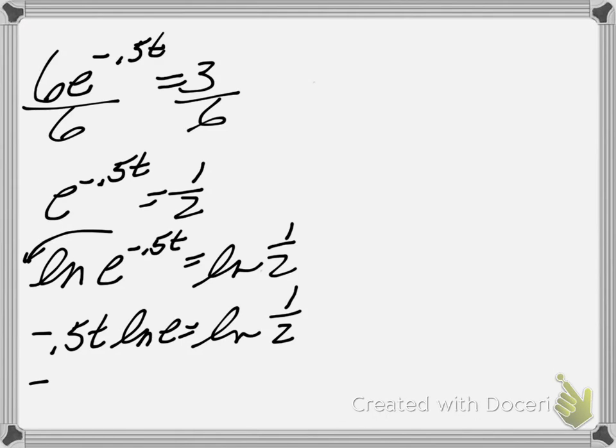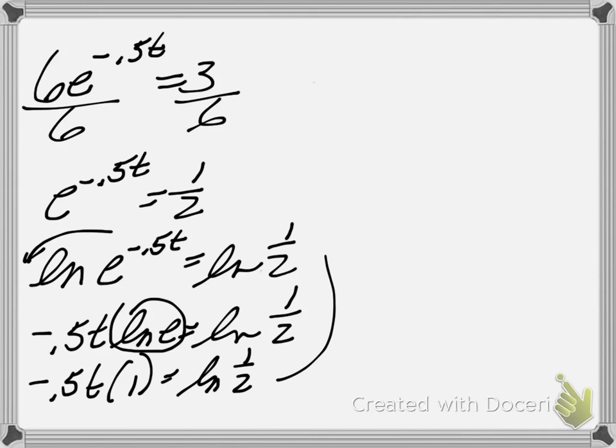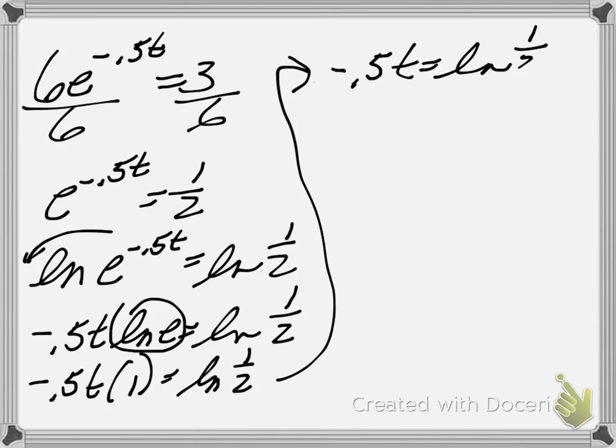Okay, and we're going to keep simplifying. And ln of e is just equal to 1. Okay, we're going to go up here. So we get this. And we're trying to solve for t, so we'll divide both sides by a negative 0.5.